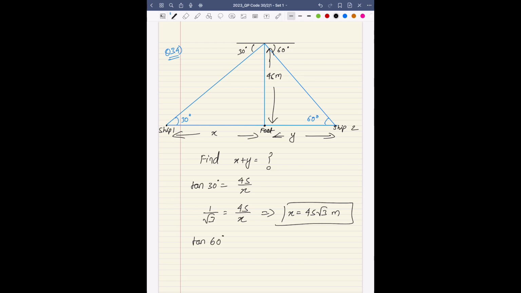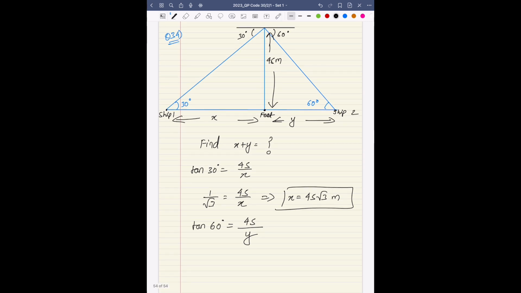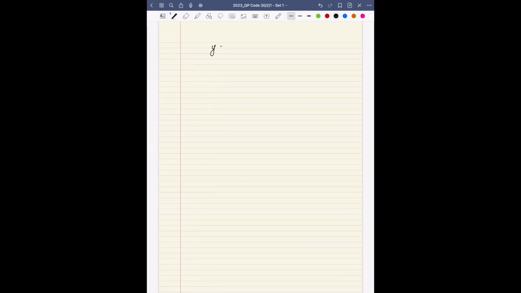Tan 60 degrees is equal to what? 45 divided by y, right? And what is y? Y will be equal to 45 upon tan 60, which is root 3. Rationalize it, it will make your calculation easier. So 45 root 3 divided by root 3 into root 3, which is 3, gives 15 root 3. Y comes out to be 15 root 3 meters. Add this, this is your distance between the ships, x plus y.